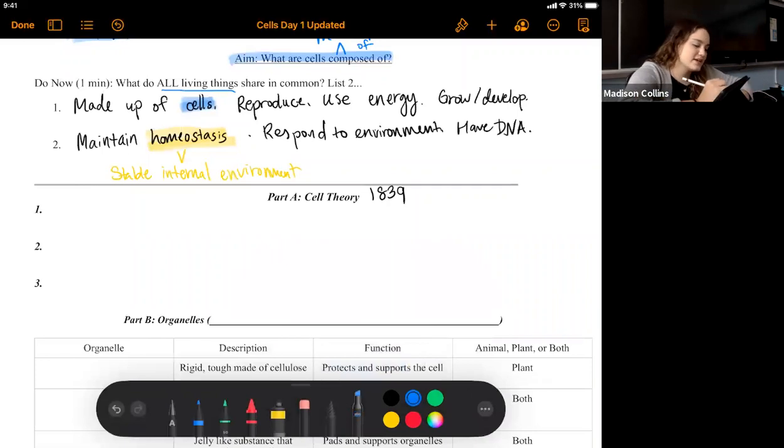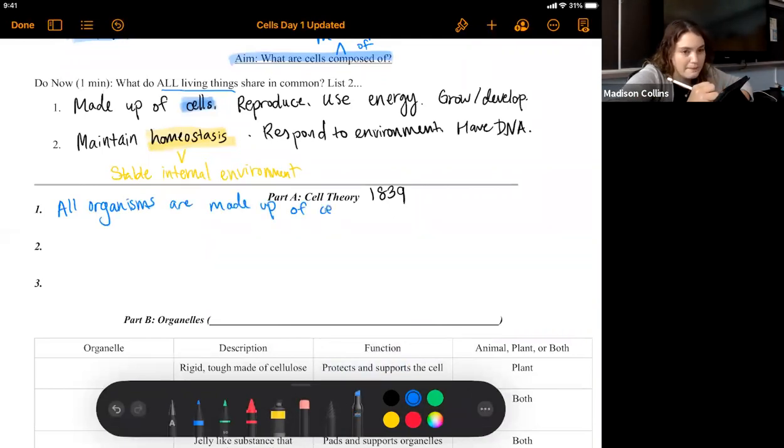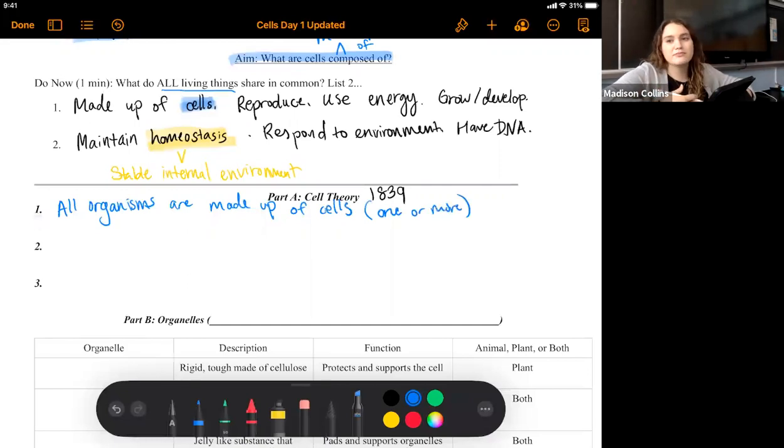First thing it says is that all organisms are made up of cells. They can be made up of just 1 cell or more cells. We are made up of many cells, so we're called multicellular. If you're unicellular, that means you've got 1 cell. But all you need to know about that is that all organisms are made up of 1 or more cells. All right, what else does the cell theory say?